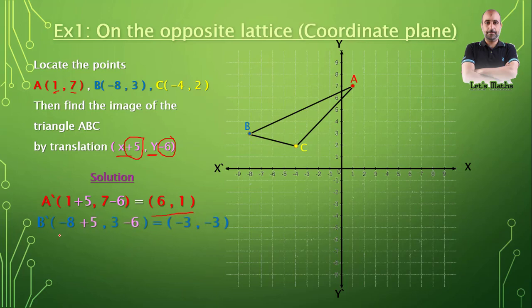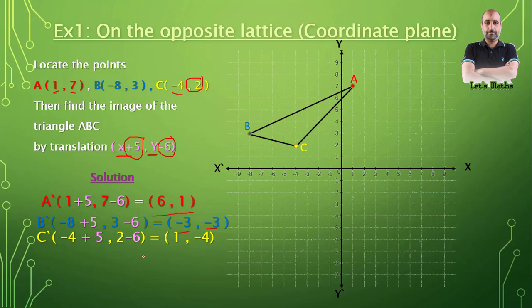B dash will be: negative 8 will be added to 5, and 3, which is y, will be subtracted by 6. Negative 8 plus 5 equals negative 3. 3 minus 6 also equals negative 3. And finally, C dash, which is the image of C. X is negative 4, which will be added to 5, and 2 is y, which will be subtracted by 6. Negative 4 plus 5 equals 1. 2 minus 6 equals negative 4.